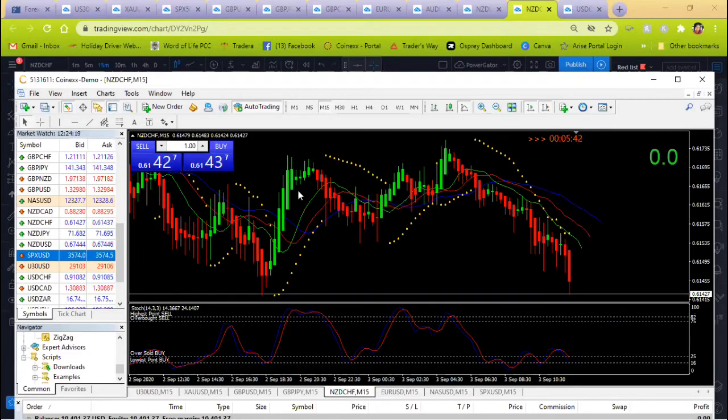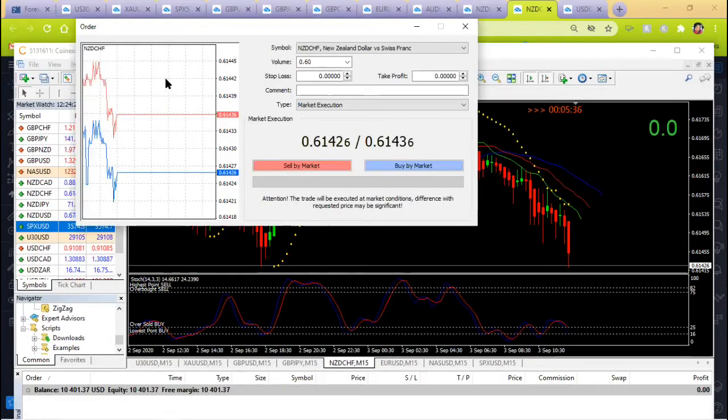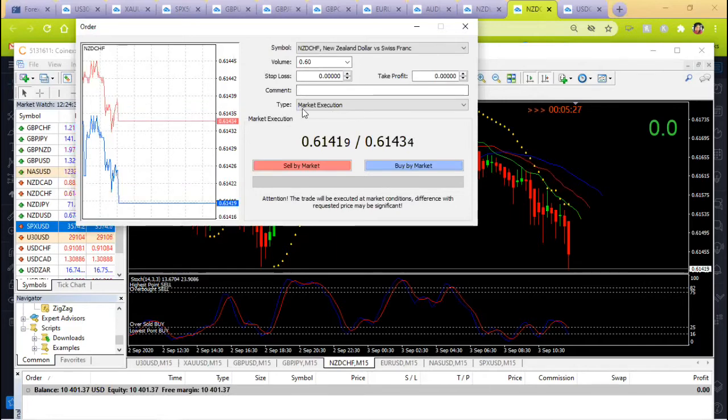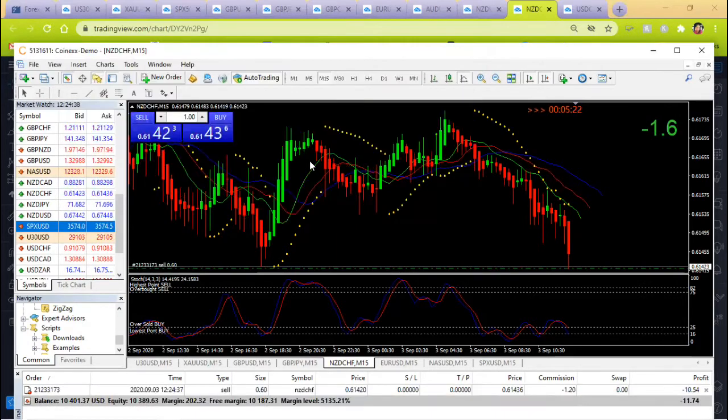So I'm going to go ahead and do a market execution for a sell. I'm going to go new order. You want to make sure that your lot size is comparable for your account balance. Okay, so market execution is the type. I'm going to go ahead and say sell by market. Go ahead and get in.